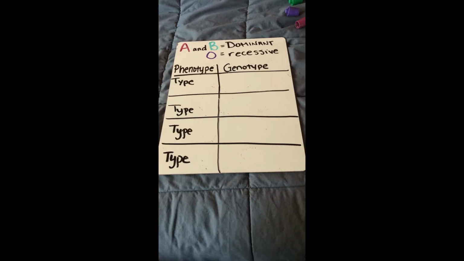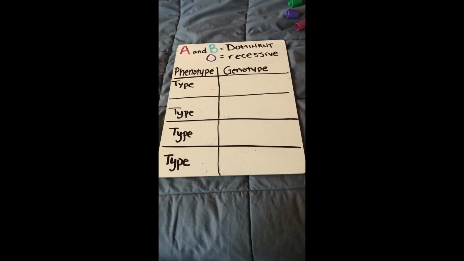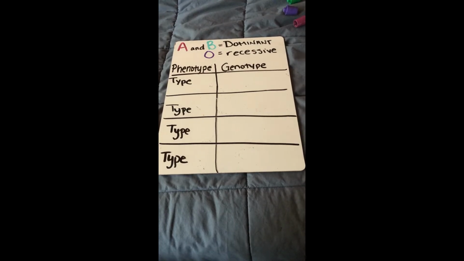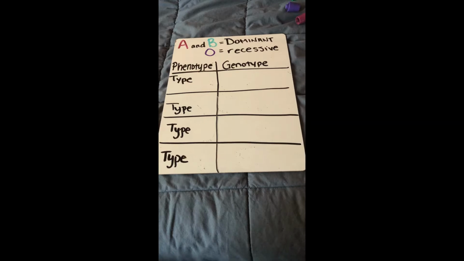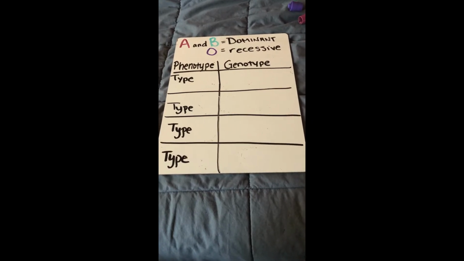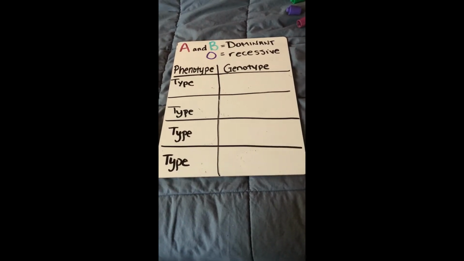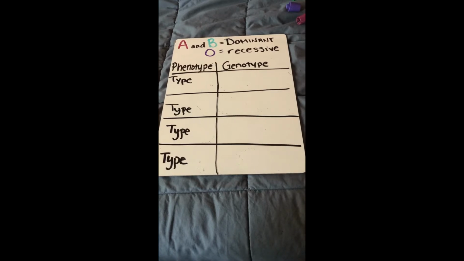Hello, we're talking about blood typing today. We have three alleles that we use in blood types: A, B, and O. A and B happen to be the dominant alleles, and they can become codominant, which we'll talk about in a second. Or you can have the O allele, which is recessive.